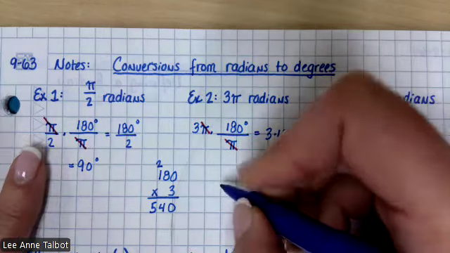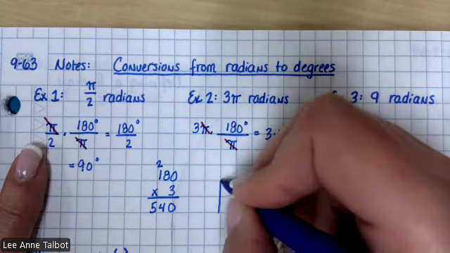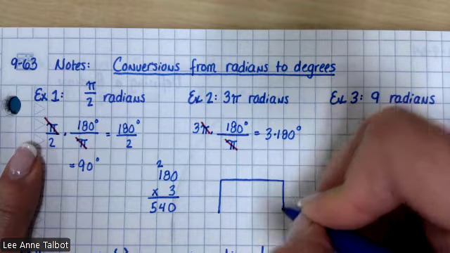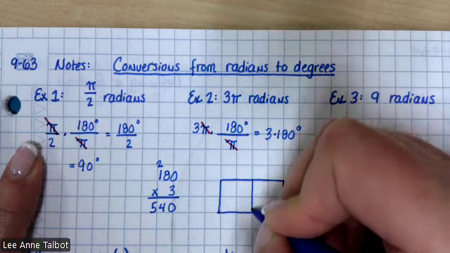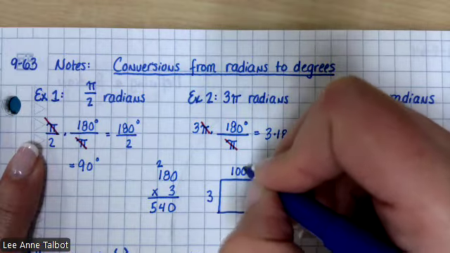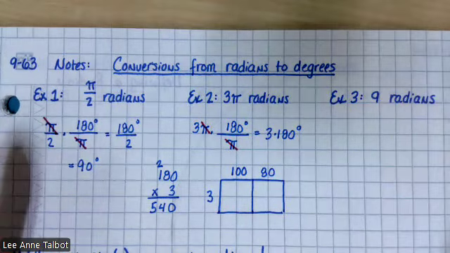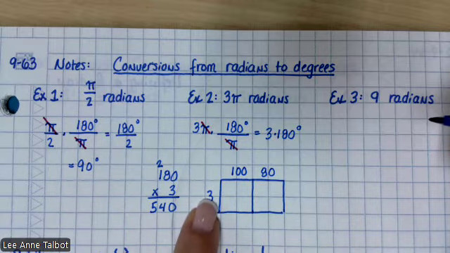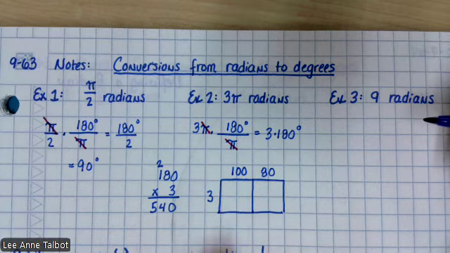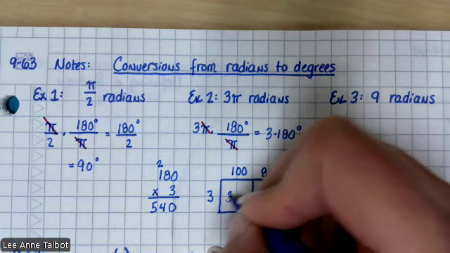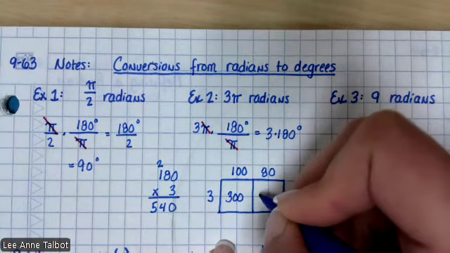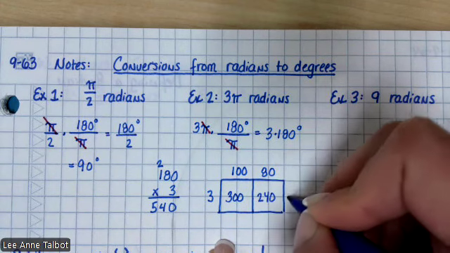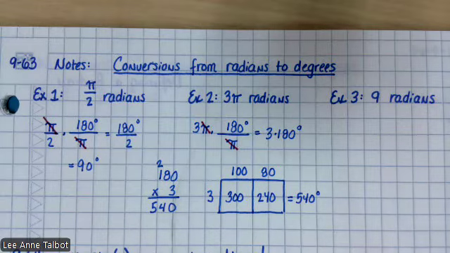Or what you could do, a lot of my students will do this. Do you see what I did there? So I took the 3 and put it on the side, and then I broke the 180 up into 2 pieces. So 3 times 100 is 300. 3 times 80 is 240. Add those together to get 540. Which way did you guys learn?